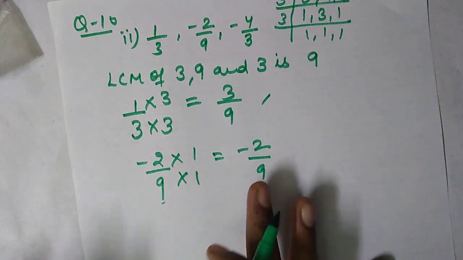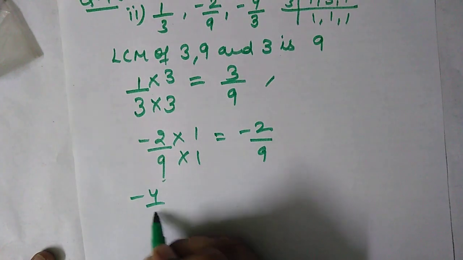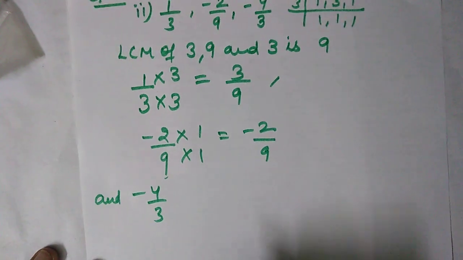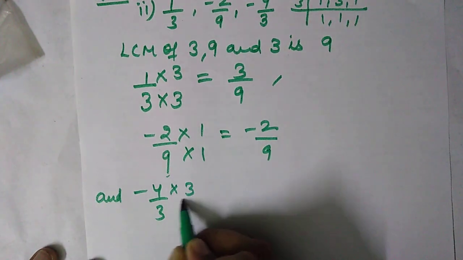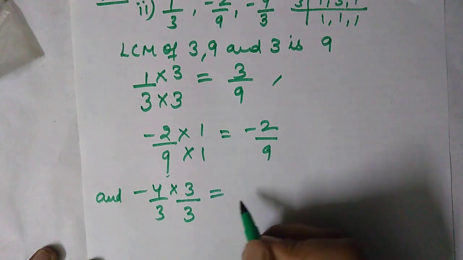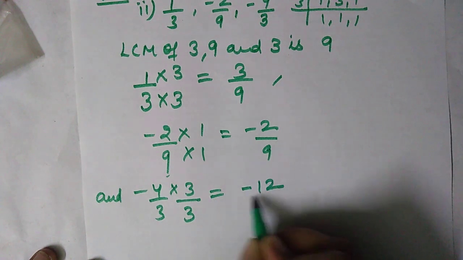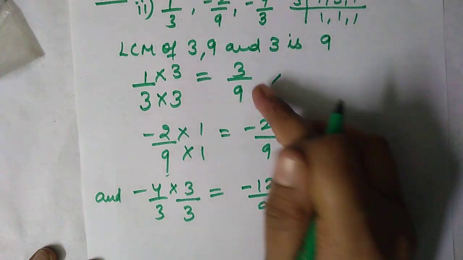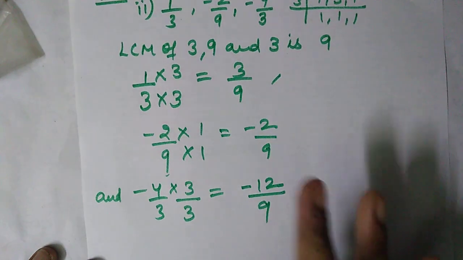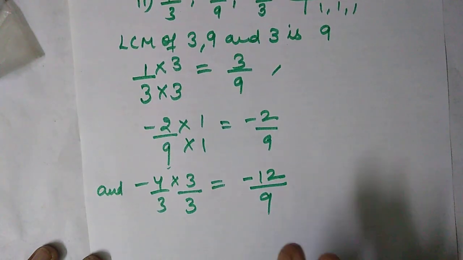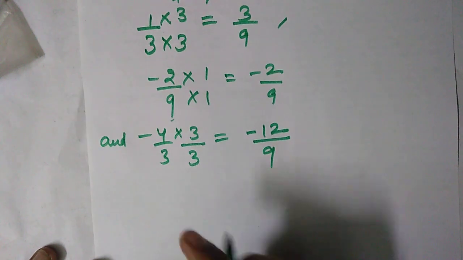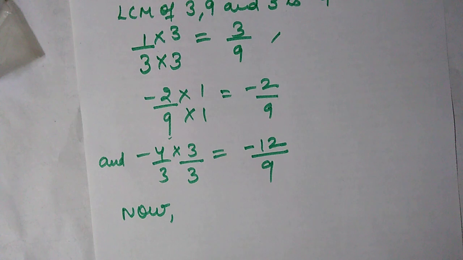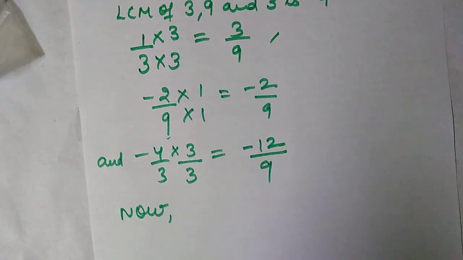Now the third fraction is minus 4 by 3. I have to make the denominator equal to 9, so I multiply it by 3. Minus 4 times 3 is minus 12 over 9. Now all these fractions have the same denominator, that is 9. So which is greater? You have to write in ascending order. Ascending means from smaller to greater.